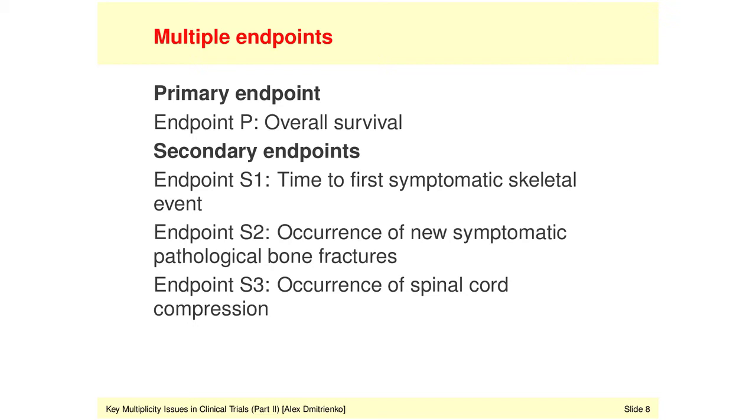The primary and secondary endpoints are defined as shown on this slide. The primary endpoint is based on overall survival, and it is accompanied here by a set of three secondary endpoints that are defined as the time to first symptomatic skeletal event, then occurrence of new symptomatic pathological bone fractures, and finally occurrence of spinal cord compression.